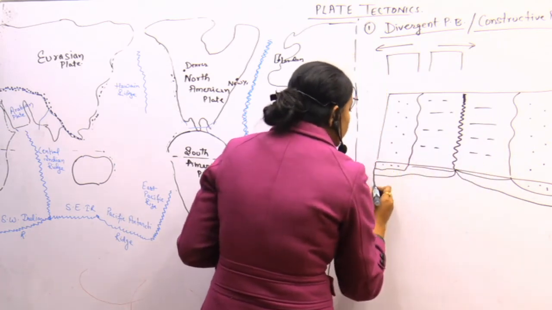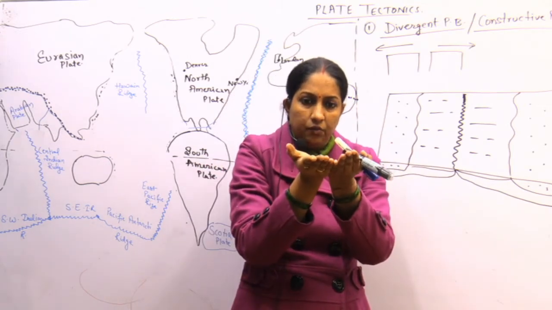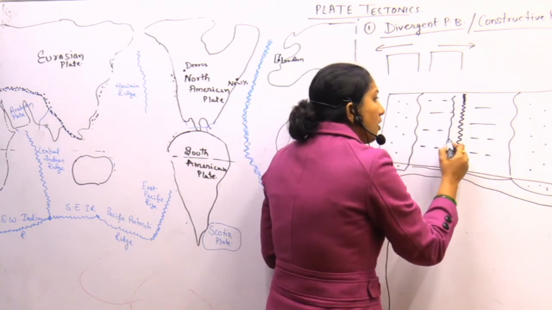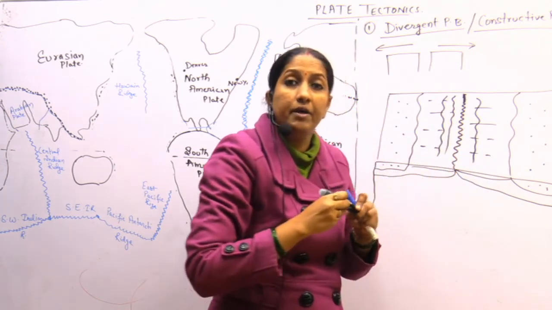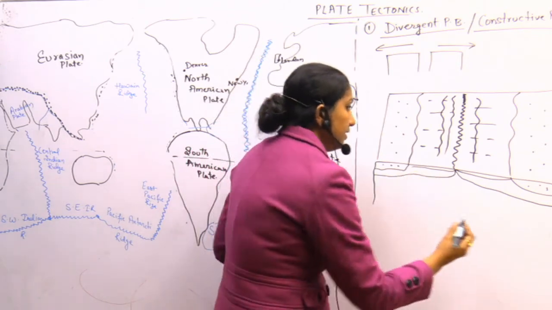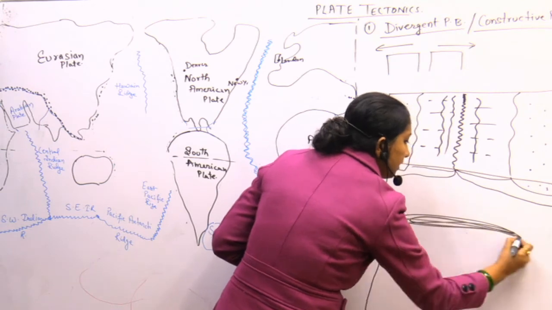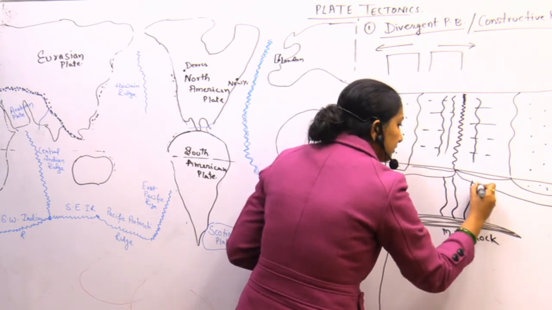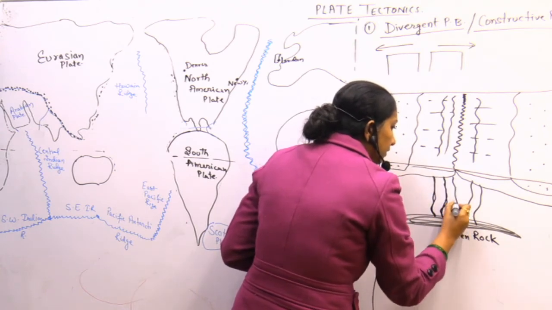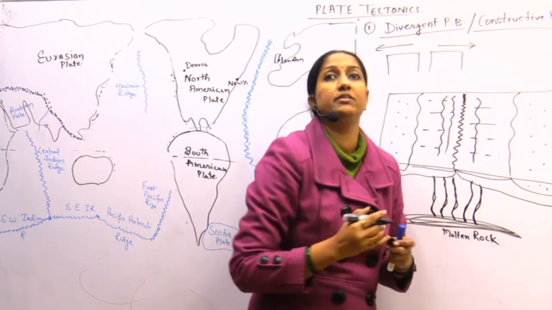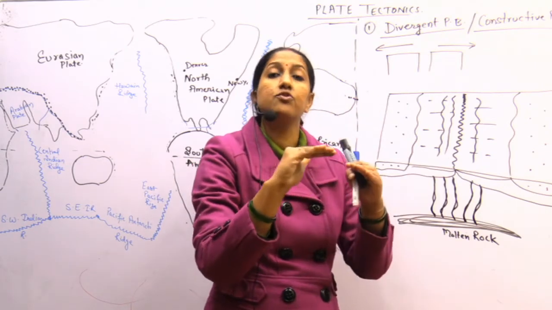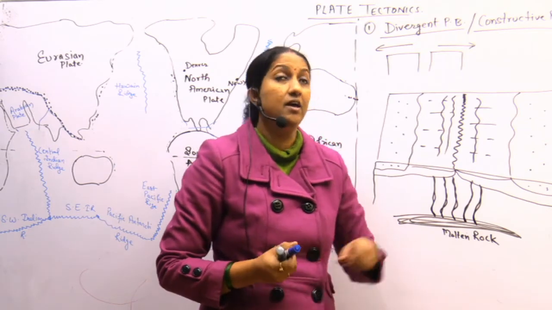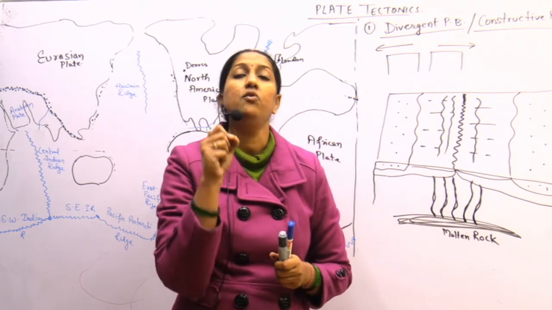Just below the plate margins, as the two plates move away from each other, a gap or a fracture will be developed. This gap or fracture will be filled by the hot molten magma which is just below the fracture. See, this is the situation here. Molten rock, magma is there. So through a large number of basaltic dikes, this magma will ooze upwards and fill this gap. It cools down, solidifies, and the new oceanic lithosphere will be formed. So construction is taking place here.